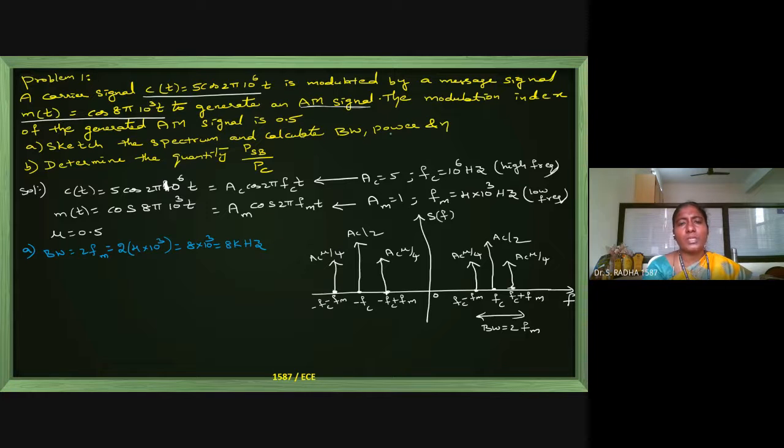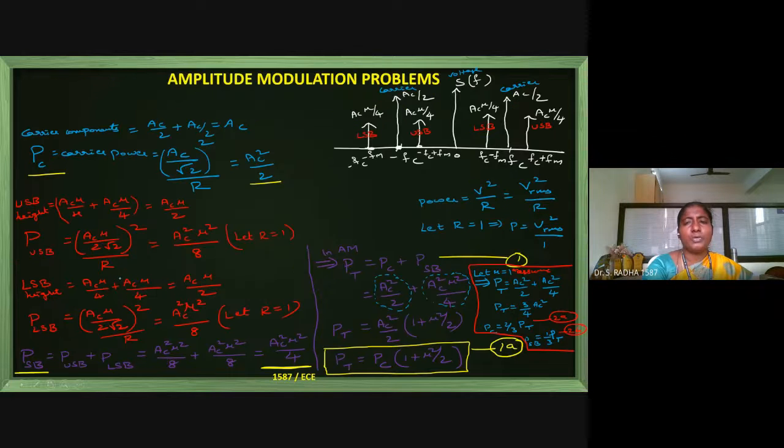Now they are asking about power. Power means total power. The formula is carrier power into 1 plus mu square by 2. See the equation 1a.